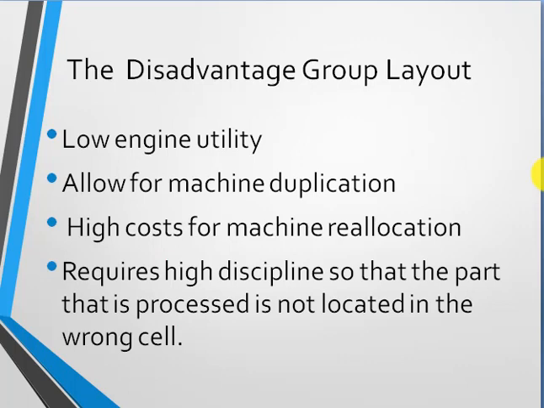And this is the shortfall of the group layout. It may have low machine utility. It allows for machine duplication, higher cost for machine reallocation, and it requires high discipline so that the part that is processed is not located in the wrong cell.